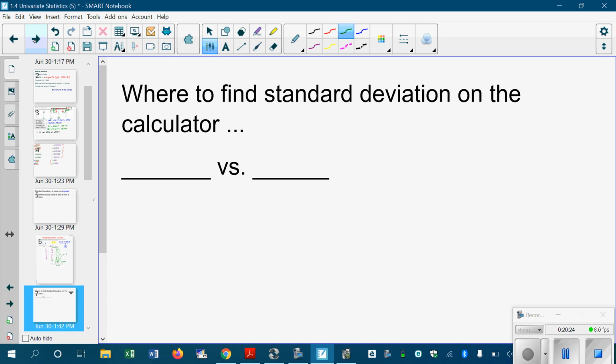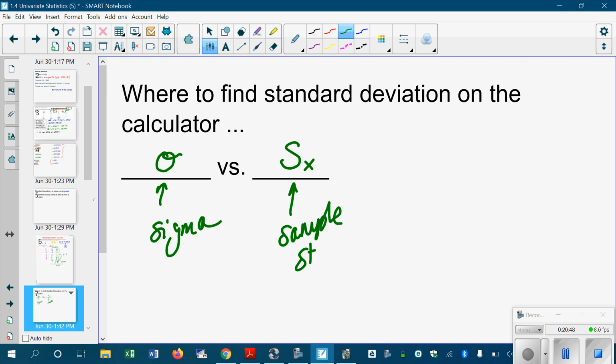So there are two different kinds of standard deviation that are located on our calculator. One uses the Greek letter sigma, and that is going to be a symbol that we will later use for standard deviation, for example, when we are studying the normal distribution, the normal curve or the bell curve. For now, we are going to be looking at the sample standard deviation.